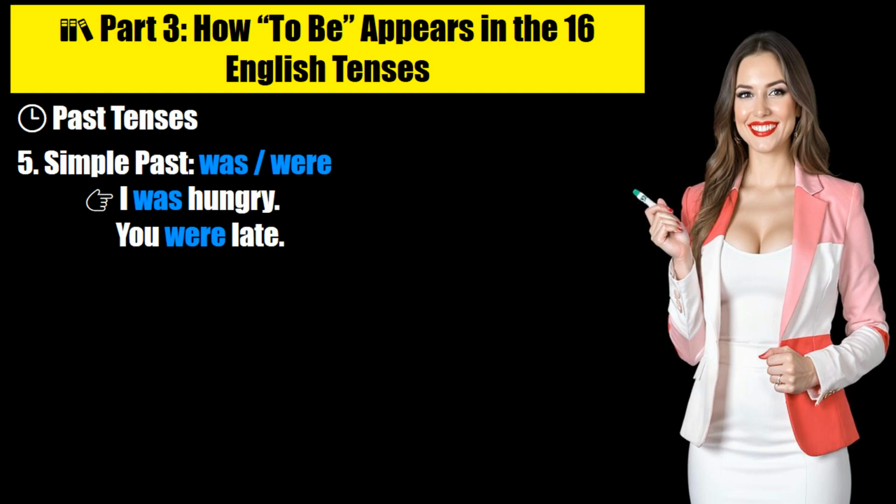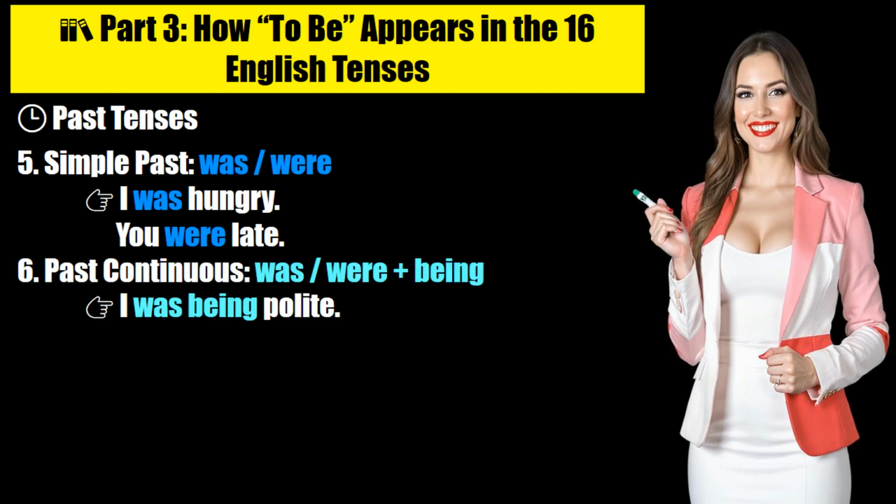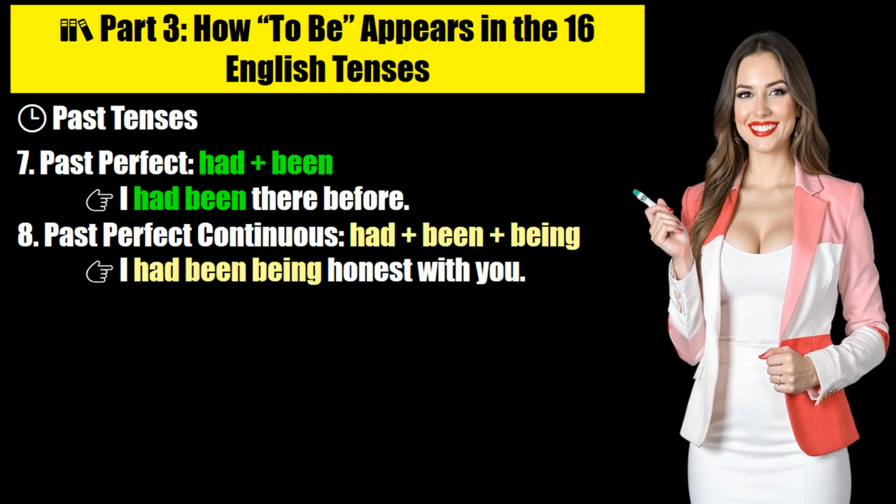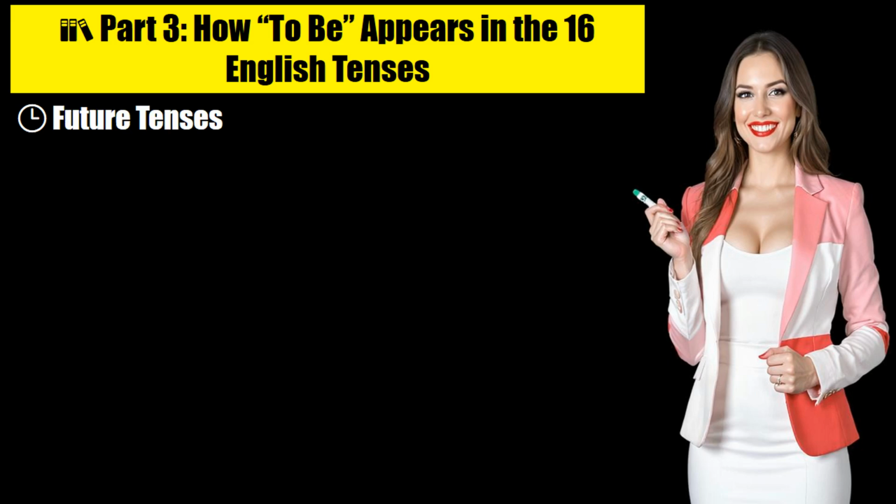Past tenses: simple past: was, were. Example: I was hungry. You were late. Past continuous: was, were plus being. Example: I was being polite. Past perfect: had plus been. Example: I had been there before. Past perfect continuous: had plus been plus being. Example: again, rare: I had been being honest with you.